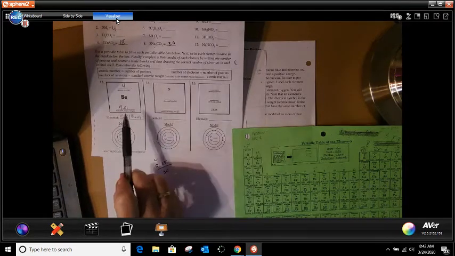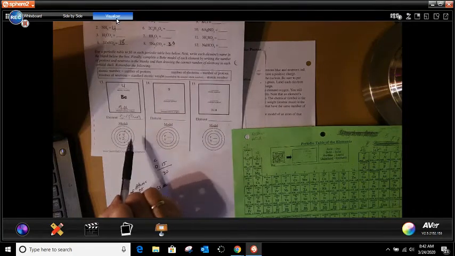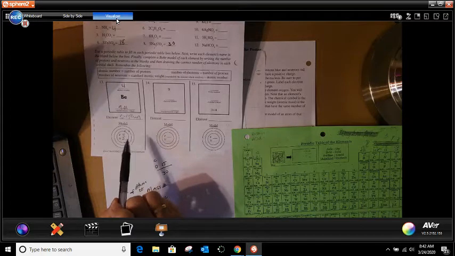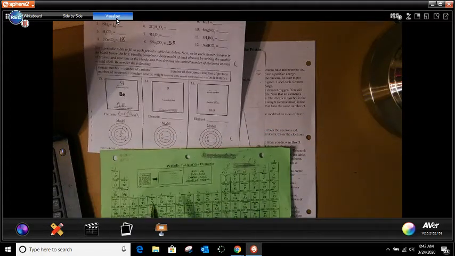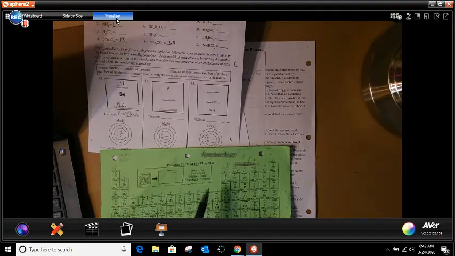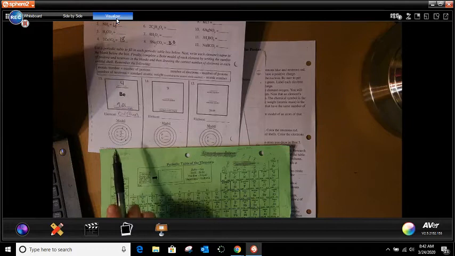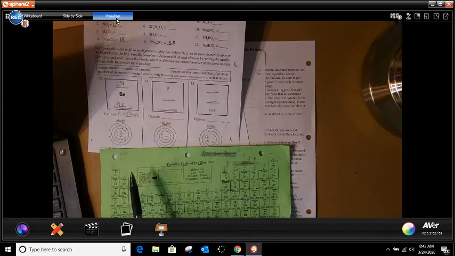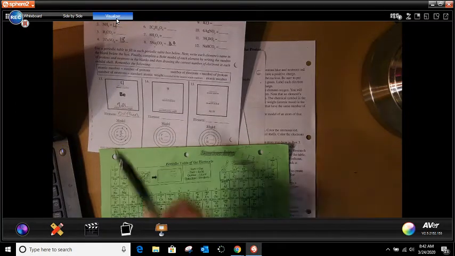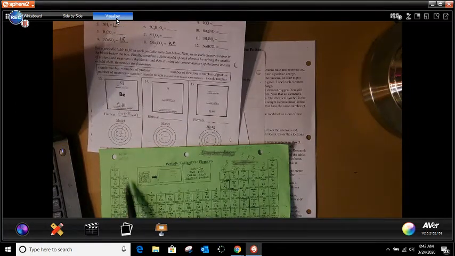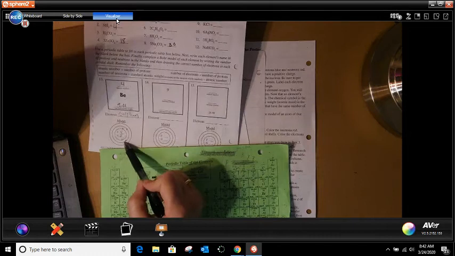And then we're going to do our model, okay? So if we're doing Bohr here, we're going to look, beryllium's right here, right? Second period, so that means I'm going to have 2 energy levels. Got it? First energy level, I'm going to have hydrogen and helium. There's my 2. The next one is lithium and beryllium, which is 2 on the second energy level.